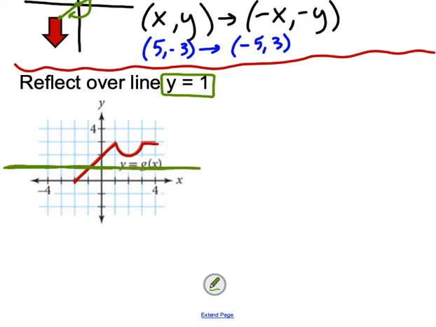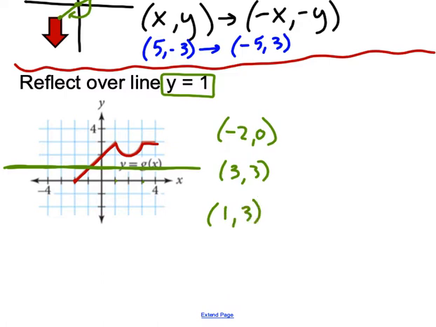Now for this kind of idea, reflecting over a line that's not the x or y axis, you're really not going to have a hard and fast rule. You have to do this by hand and pick some important points. I'm going to pick negative 2, 0. I'm going to pick 3, 3, and how about 1, 3.